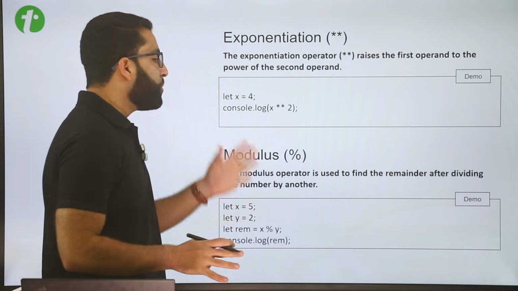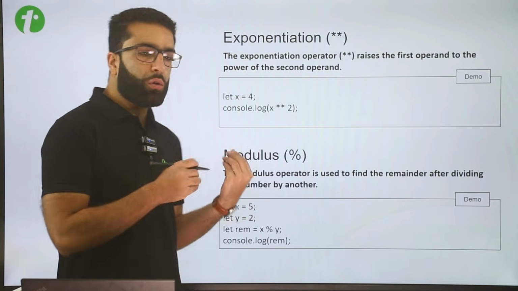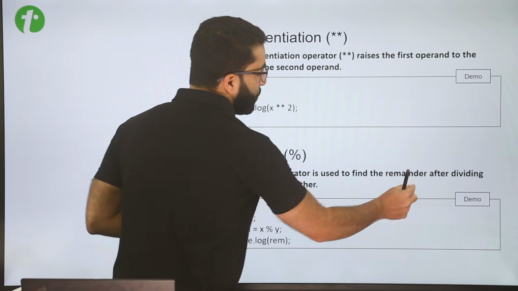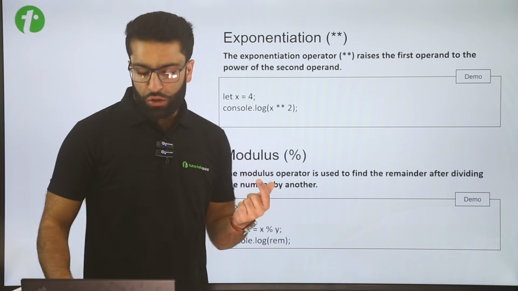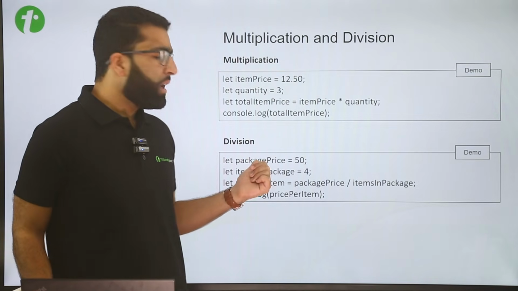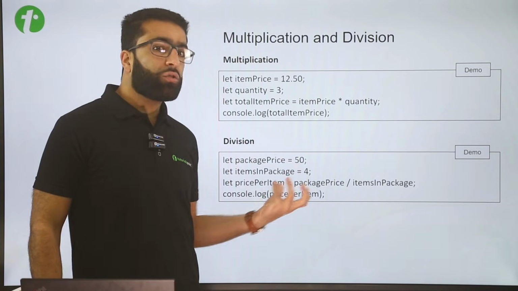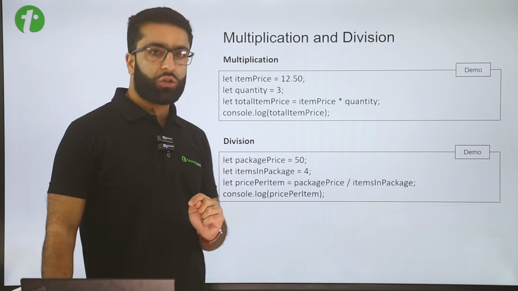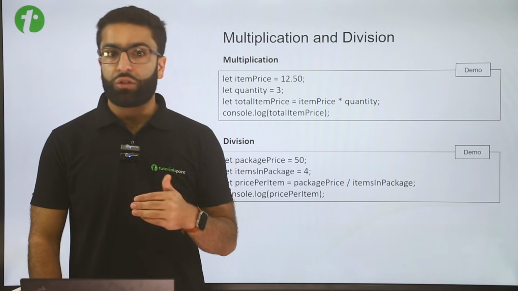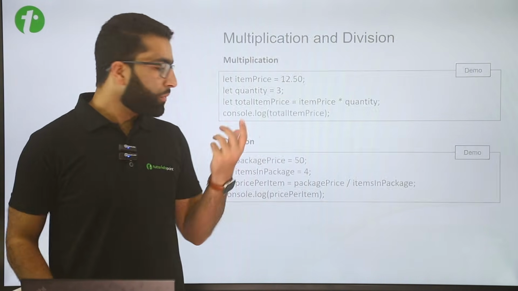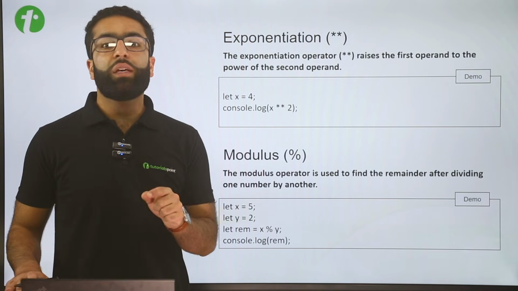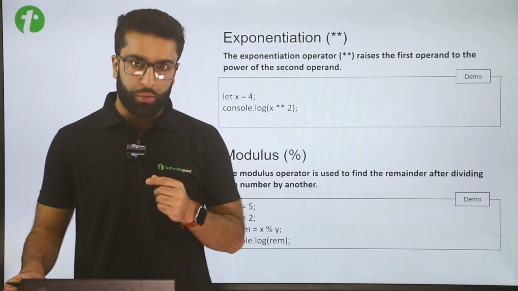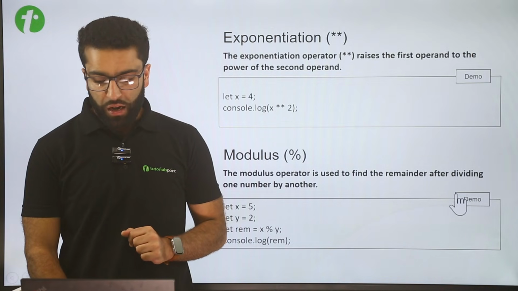Then we have the modulus operator, okay? What is this modulus operator? The modulus operator is used to find the remainder after dividing one number by another, right? So in the previous slide, we had the division, and using the division operator, the slash symbol, what do we get? We get the coefficient, we get the answer of the division. But if we use the modulus operator, this percentage sign, what do we get? We will get the remainder from that operation. Okay, so here I have this example.